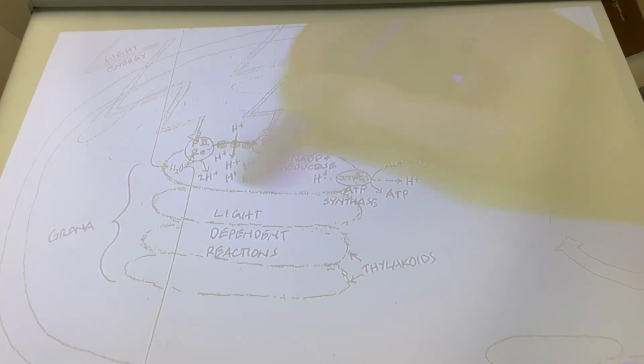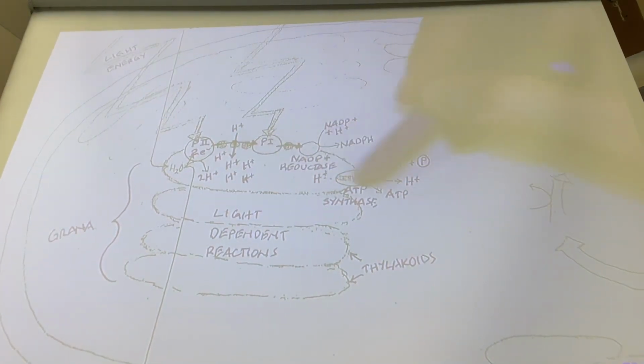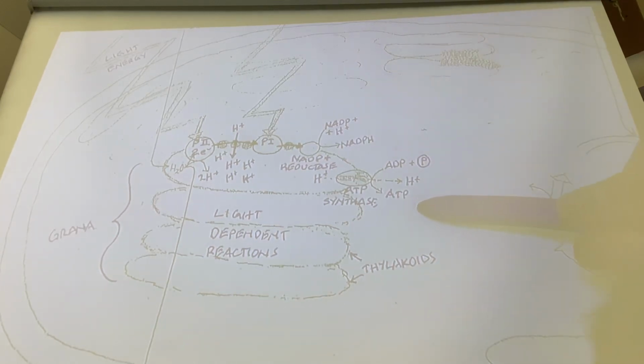Okay, so now we've got these protons that are building up in here. We're getting a proton gradient inside the thylakoid space. So the protons are going to move out through the ATP synthase. As they go out, they're going to cause it to rotate. As it rotates, it's going to pick up an ADP and a phosphate group, put them together to make ATP.